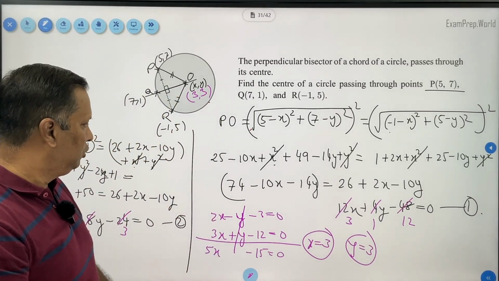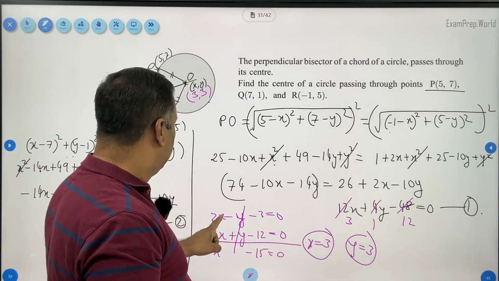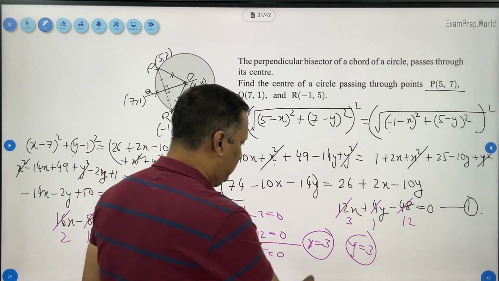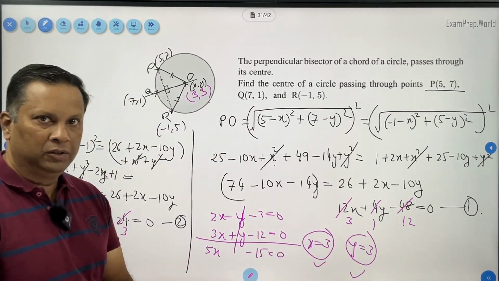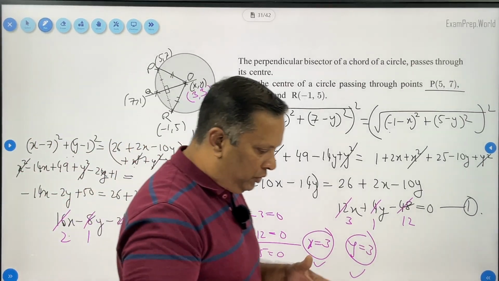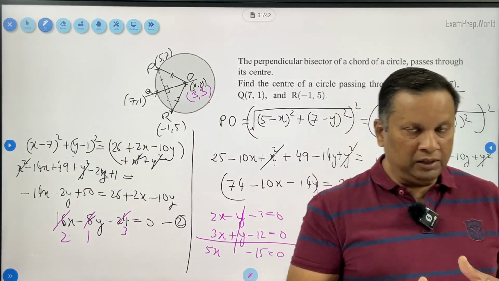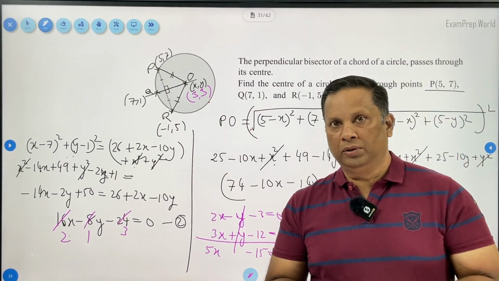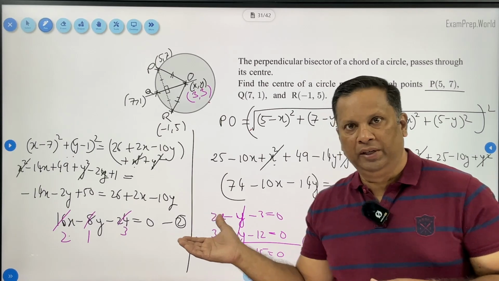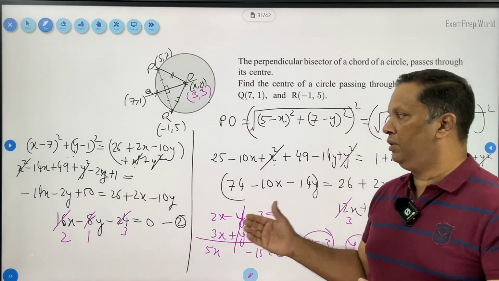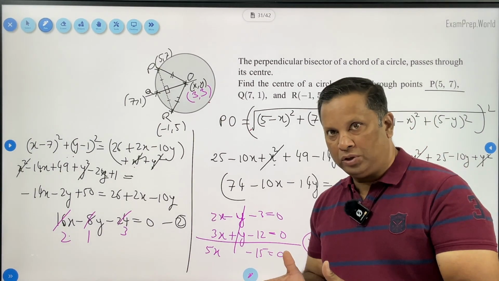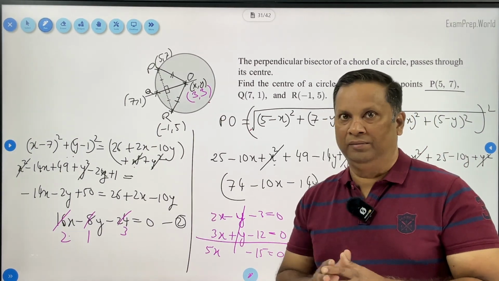Correct? Let's do it once again. 3 into 2 is 6, 6 minus 3 is 3. 3 minus y is 0, so y is 3. Perfect, correct answer. So we could find the center of the circle. In this particular question, we have used the distance formula and simultaneous equations. We created a situation where we ended up on simultaneous equations and we solved it. So I will move away from the board. You pause this video and write it.